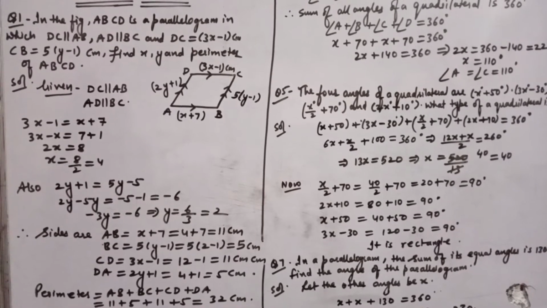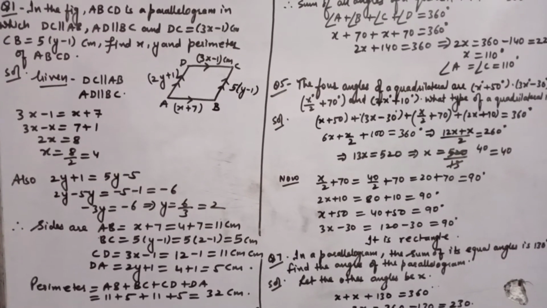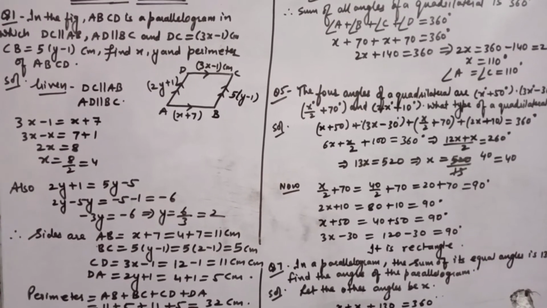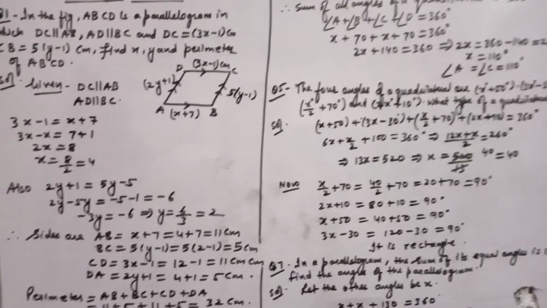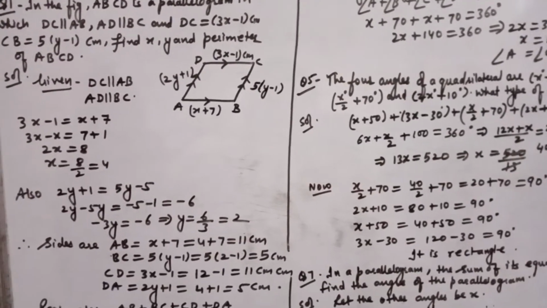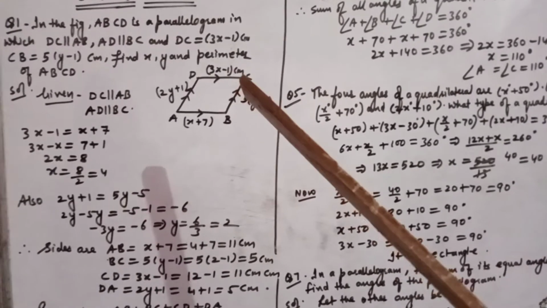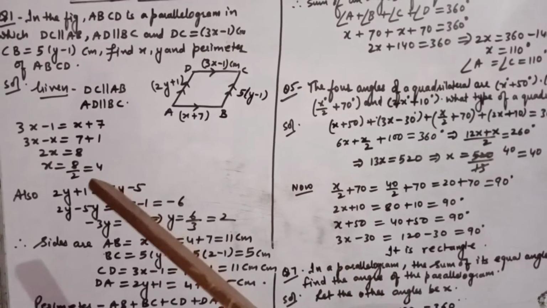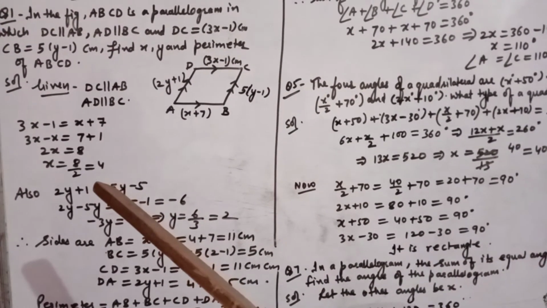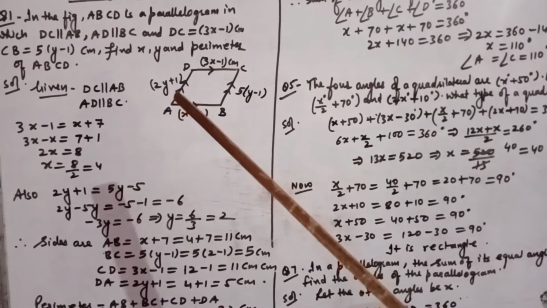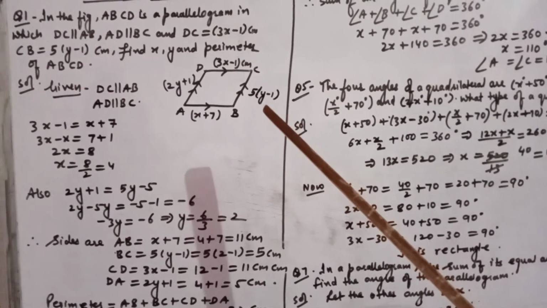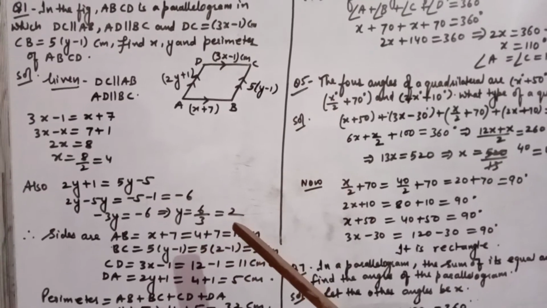First we write down given DC is parallel to AB. In a parallelogram, students, we know that when opposite sides are parallel to each other, then they are also equal. So we can say that 3x minus 1 equals x plus 7. When we solve, we are getting the value of x is equal to 4. And similarly 2y plus 1 is equal to 5 into y minus 1. When we solve, we are getting y equal to 2.